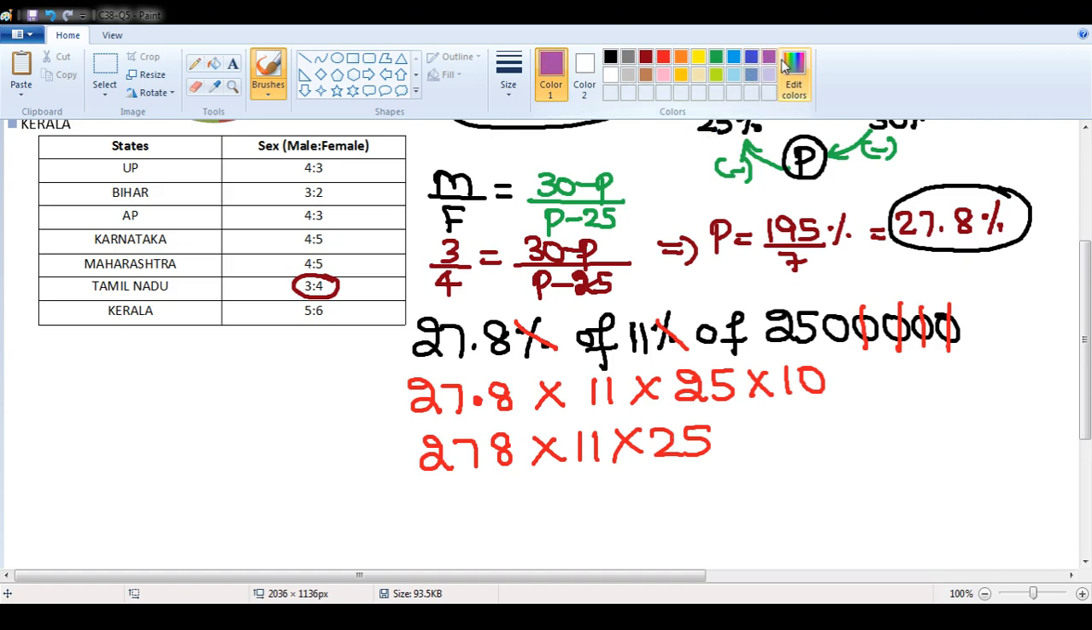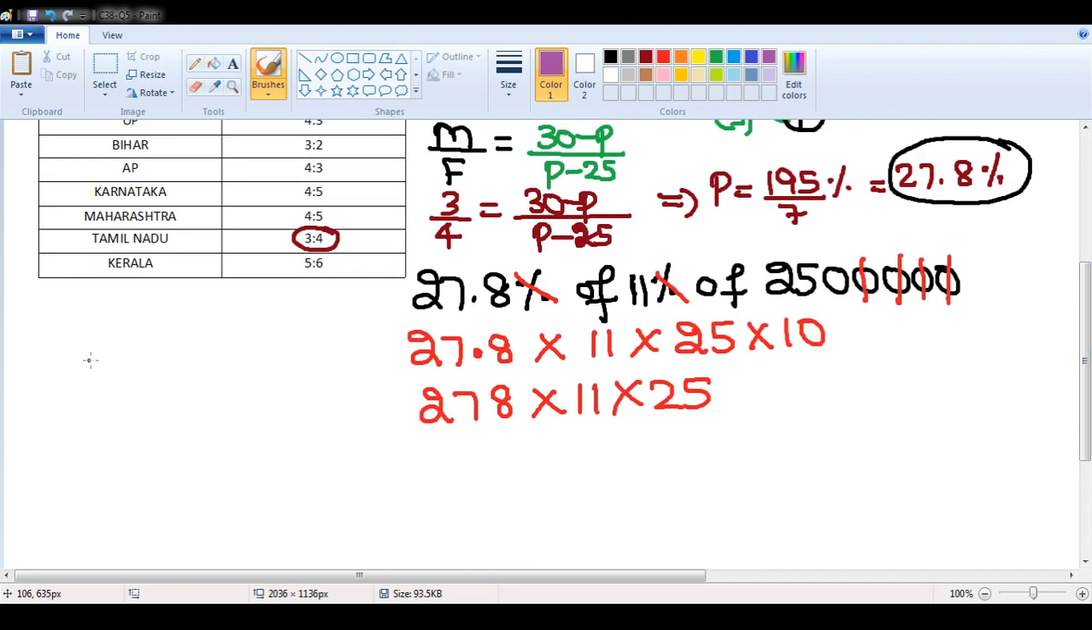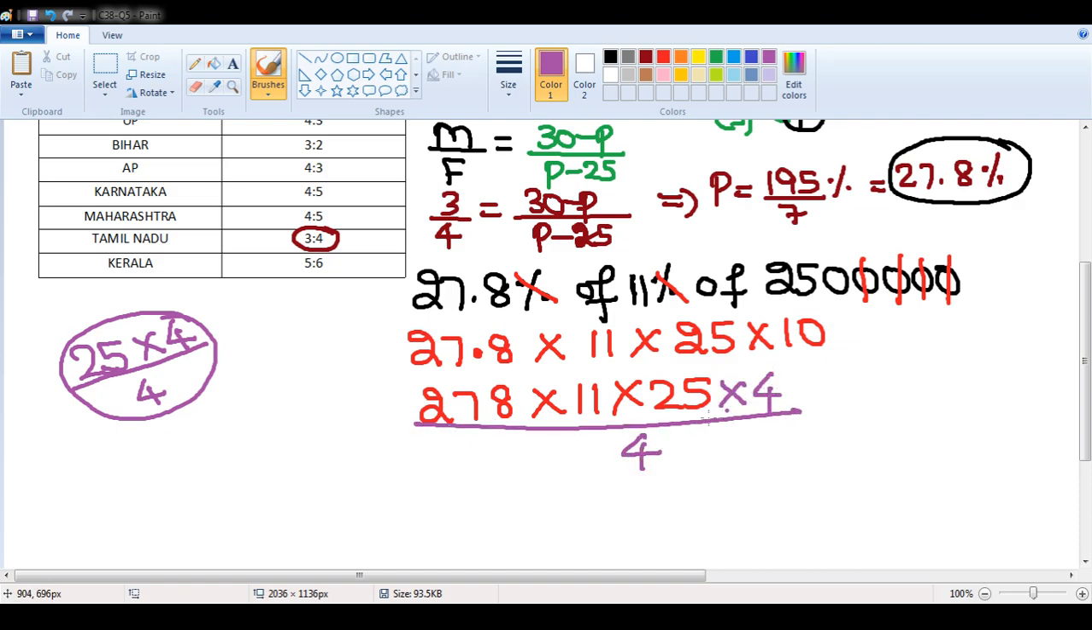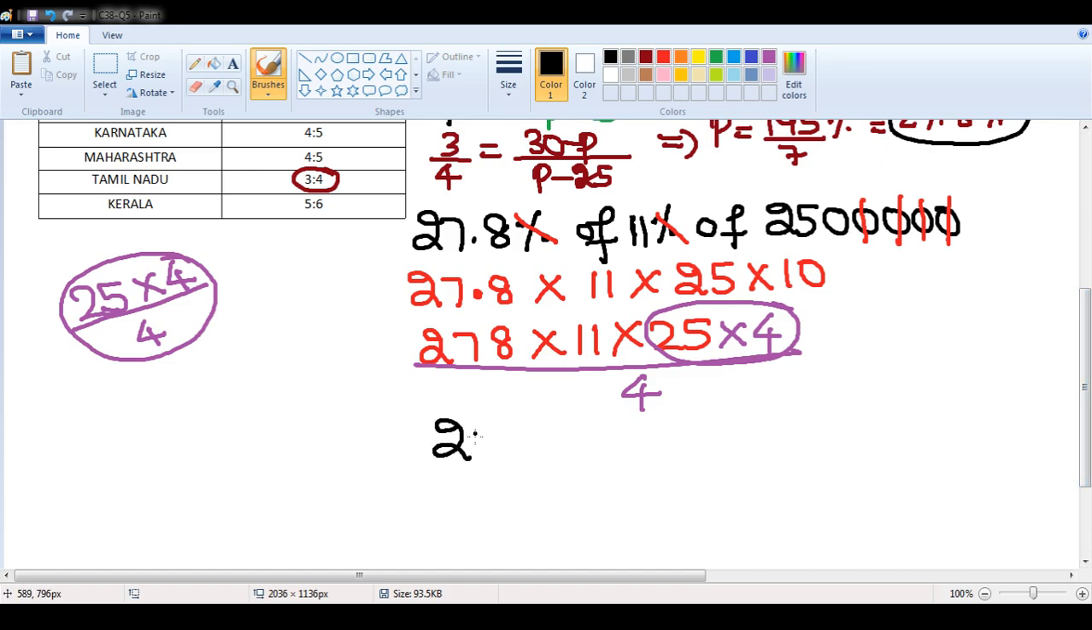I don't know whether you people know this shortcut or not. What is the multiplying by 25 shortcut? Multiplying by 25 means I will make this number 100. That means multiply by 4 so that it becomes 100, and divide by 4. 25 into 4 is 100, and any number multiplied by 100 is nothing but putting two extra zeros at the end. It is 27800 into 11 by 4.